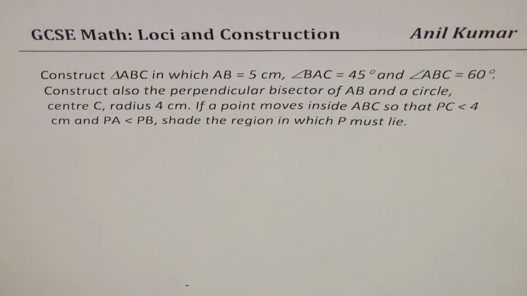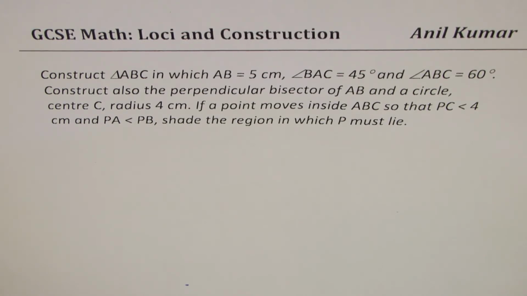Now we have understood what it means to shade region in which a point P must lie. So let us now solve this particular question, which is construct triangle ABC in which AB is 5 centimeters, angle BAC is 45 degrees, angle ABC is 60 degrees. Construct also the perpendicular bisector of AB and a circle center C, radius 4 centimeters. If a point moves inside ABC so that PC is less than 4 centimeters and PA is less than PB, shade the region in which P must lie.